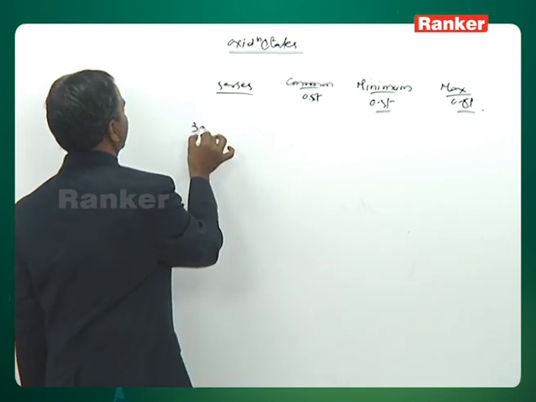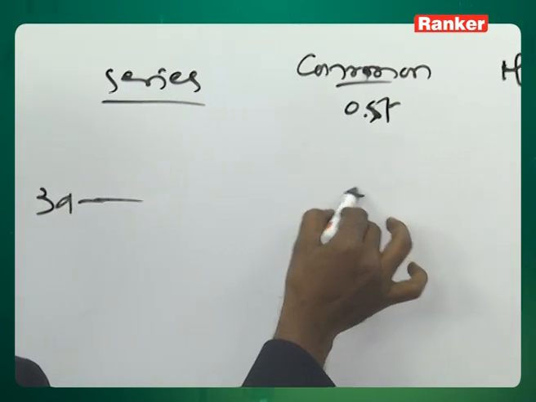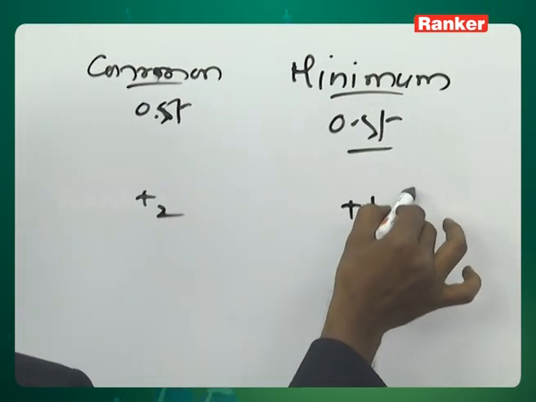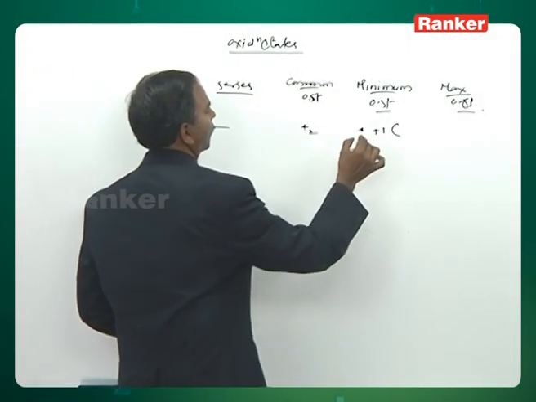Let us take the first, the 3D series. See, the common oxidation state is what? +2. The minimum oxidation state is what? +1. See, the minimum oxidation state in the 3D series is generally exhibited by which element?